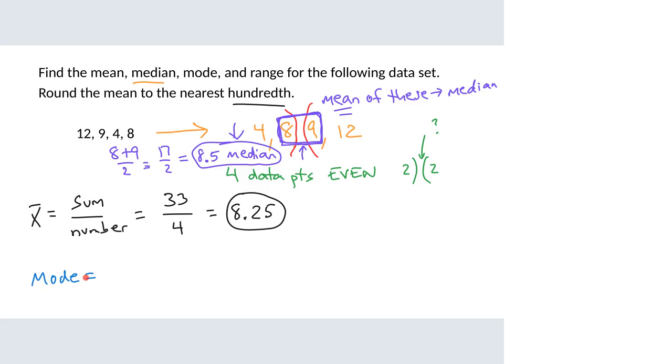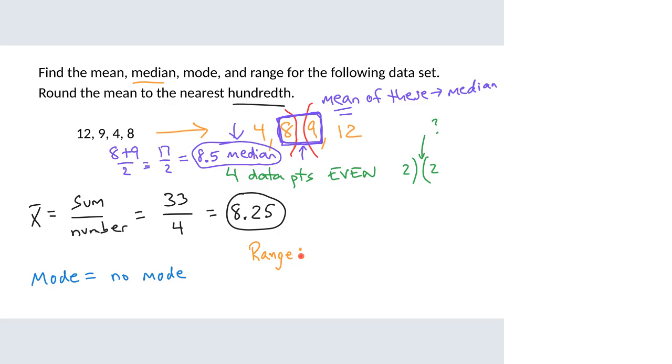Carolina, Natalie, sociogenesis, perfect. There is no mode. Nothing in this data set appears more than anything else in this data set. So there's no mode. And then finally, we were asked to find the range, so we'll go ahead and do that.